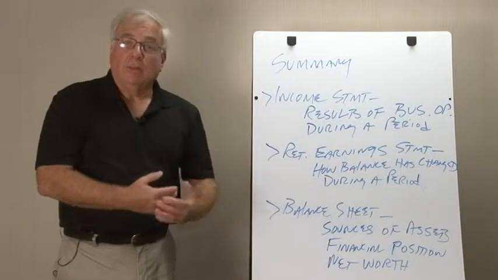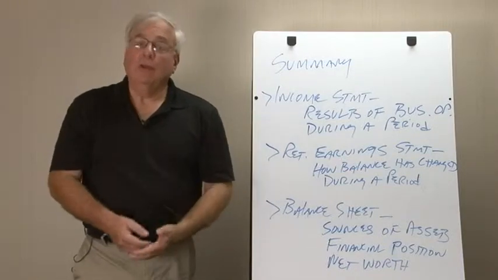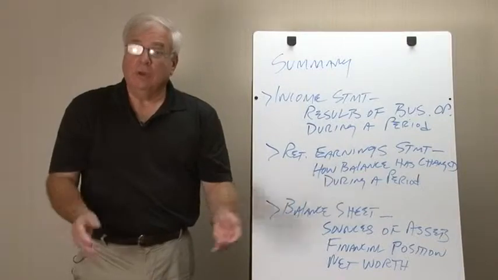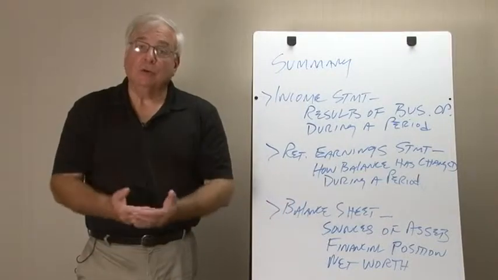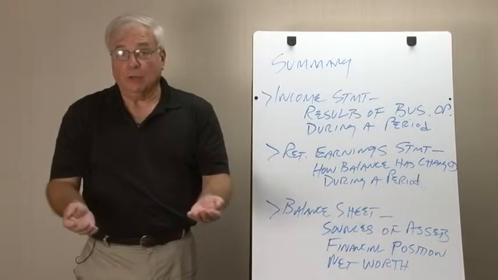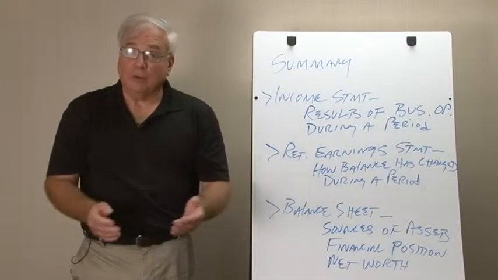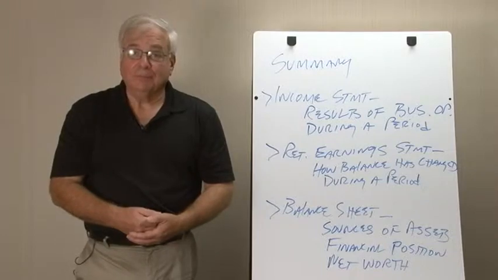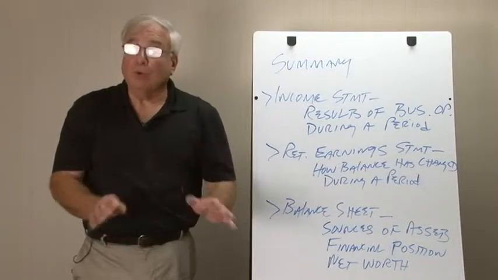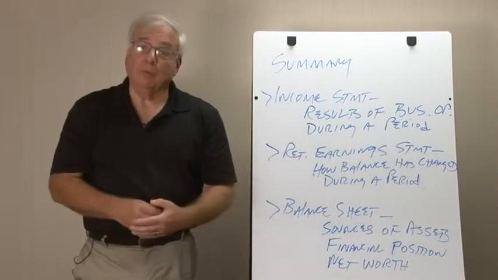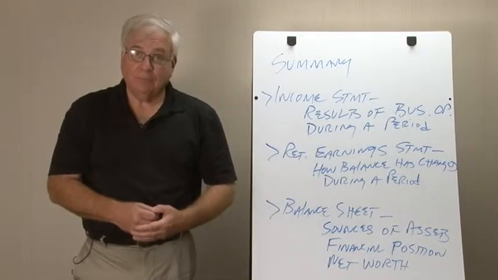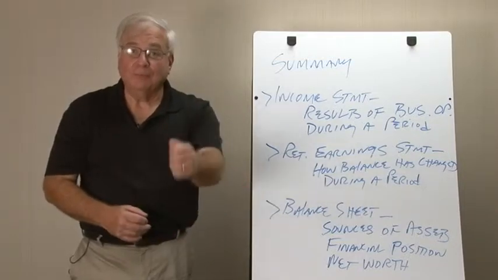The balance sheet showed us, as we saw, the sources of the assets. It also showed us financial position, the company's liquidity and solvency, and it also showed us how much the company's net worth was at the end of the period. Now remember that net worth is a book net worth, not necessarily what somebody would pay to buy the company. See how it works? Good.